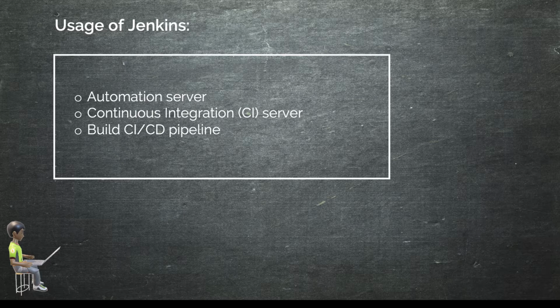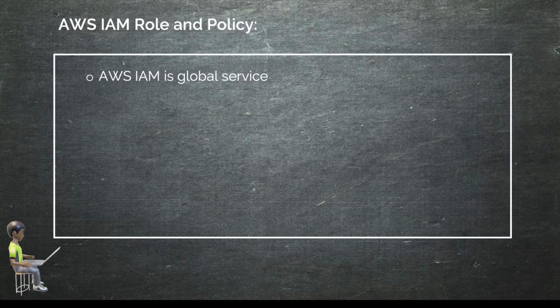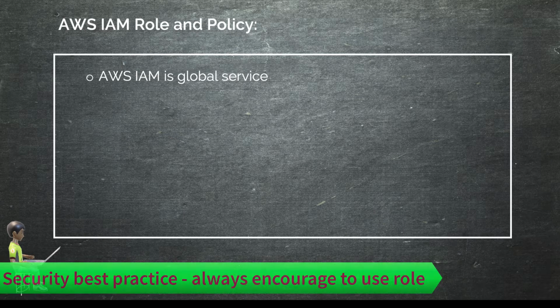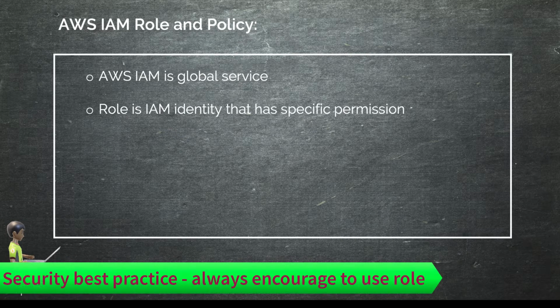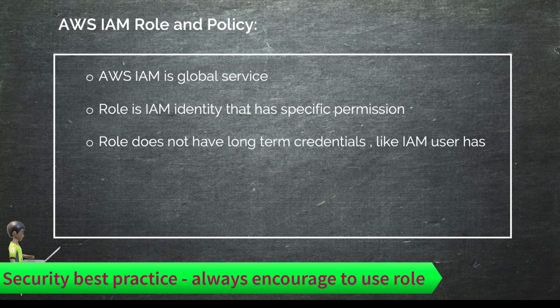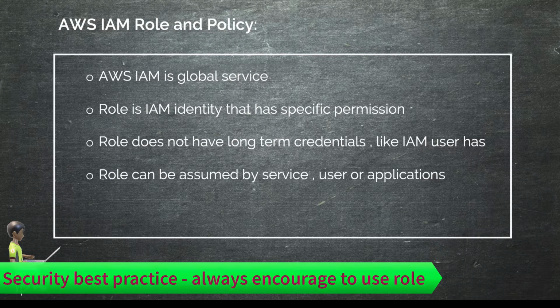And in this lecture, I'm going to show you every step to build a Jenkins server using Terraform. One of the key resources for building a Jenkins server is the IAM role and policies. It is always encouraged to use a role because a role does not have long-term keys. A role is an IAM resource, and IAM is a global service. A role is an IAM identity that has specific permissions. Permissions are basically policies. As I said, a role does not have long-term credentials like an IAM user has, and that's why it is always encouraged to use. A role can be assumed by a service, user, or application.